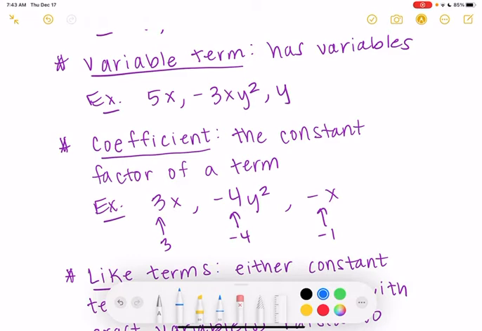The coefficient is the constant. So remember, the constant was the number, right? The constant factor of a term. So whatever the number is out front associated with that term. So, for example, the coefficient of 3x is 3. The coefficient of -4y squared is -4. And the coefficient of -x would be -1, because remember, there's a little hidden 1 right there between that negative and the x.